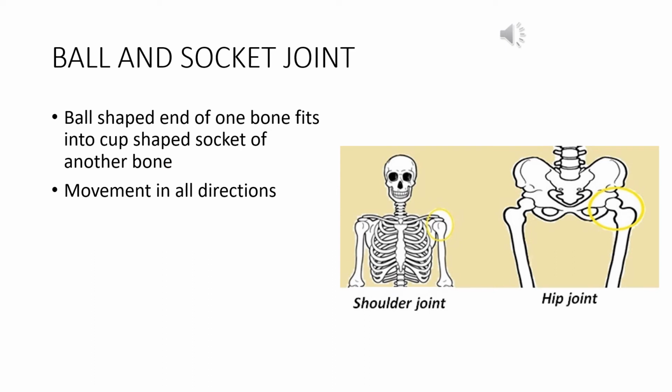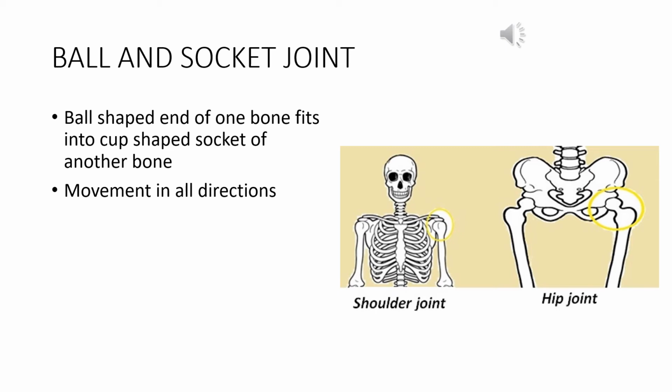The second type of the movable joint is called the ball and socket joint. A ball and socket joint has two bones. One end of one bone is a cup-shaped structure and the other end of another bone is a ball-shaped structure. The cup-shaped socket of one bone holds the ball-shaped end of another bone, and they fit together in a ball and socket joint. These joints can be found in our pectoral girdle and hip girdle, that is, the shoulder joint and the hip joint.